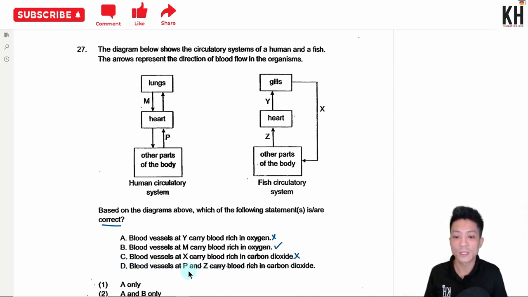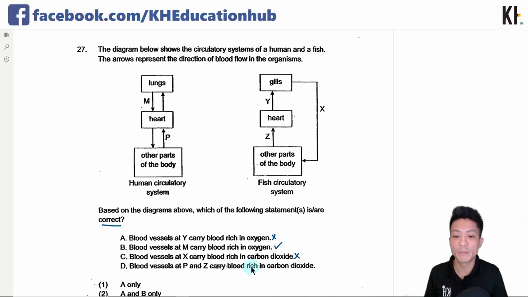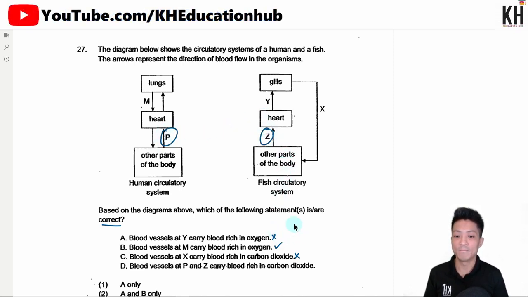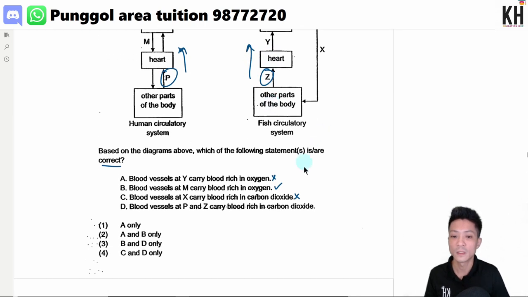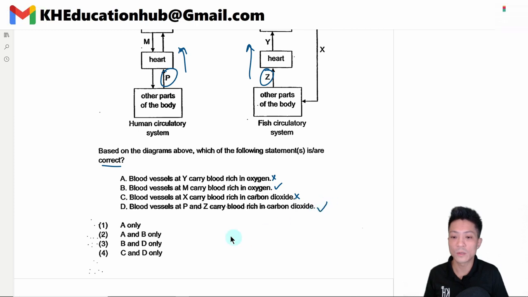D, blood vessels at P and Z carry blood rich in carbon dioxide. Can Z carry blood rich in carbon dioxide? This is probably true because for the human circulatory system it is returning to the lungs, and for the fish it is returning to the gills. So D is also correct. So it's only B and D, which means the answer is number 3.